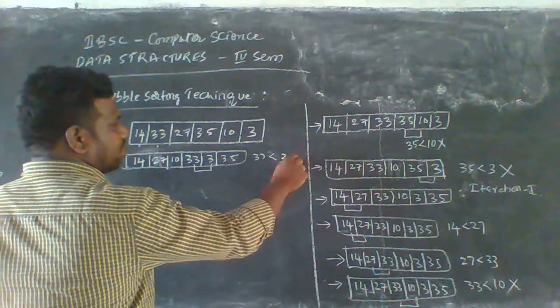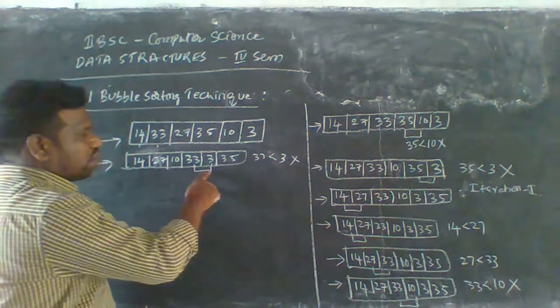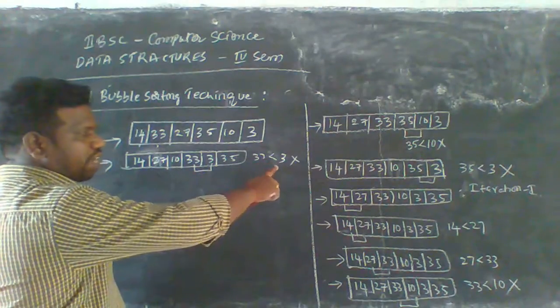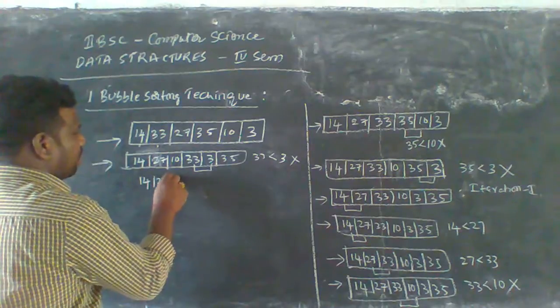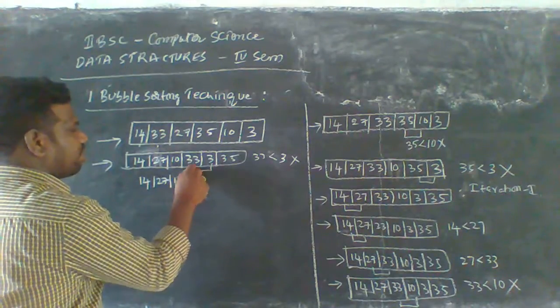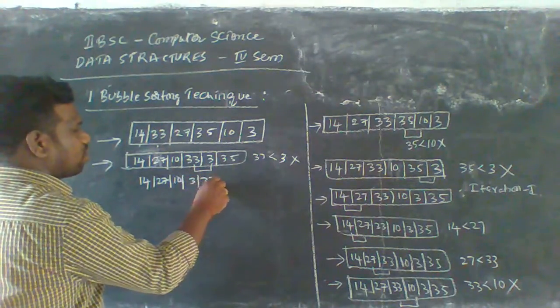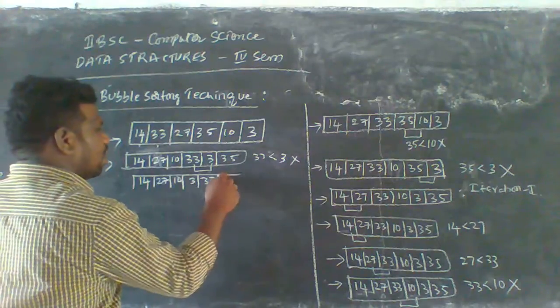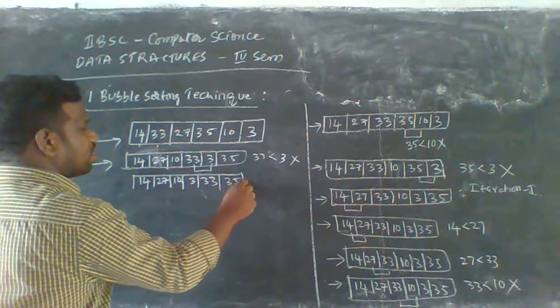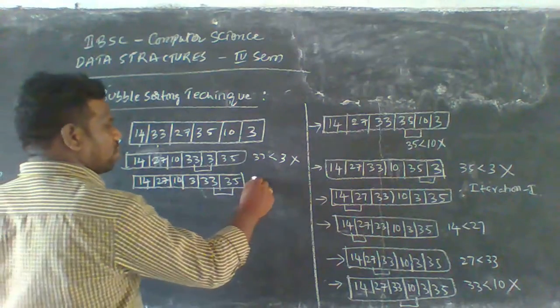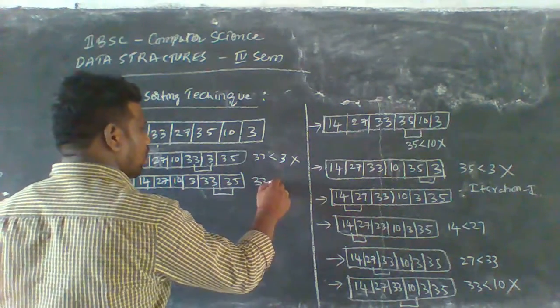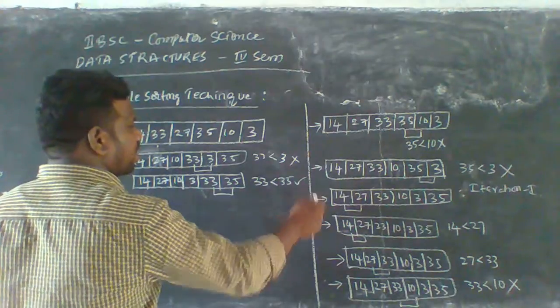Here, the condition will be false. Whenever the condition becomes false, we can swap the values. That means 14, 27, 10 will become like this, and we can place it here, and the final value will be here. Okay, and we can compare these two values, 33 and 35. The condition will be true.